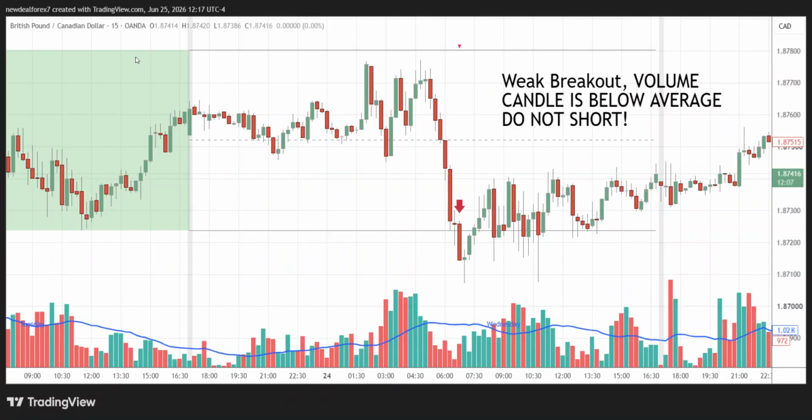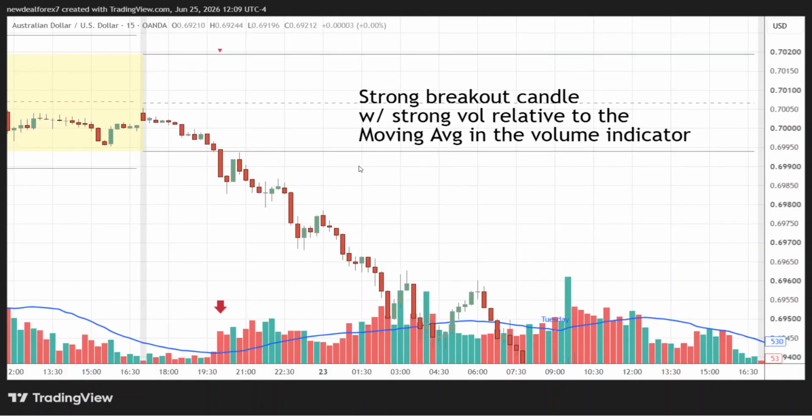Here's another trade here on pound Canadian. So the price broke out of the narrow range back here, right here, broke down. So a lot of people, of course, went short, expecting price to continue to drop. Look at the volume here, below average. Do not short these. As we can see, price came right back up. And same type of situation. By the time the volume did pick up a little bit, it was going against the traders who went short.